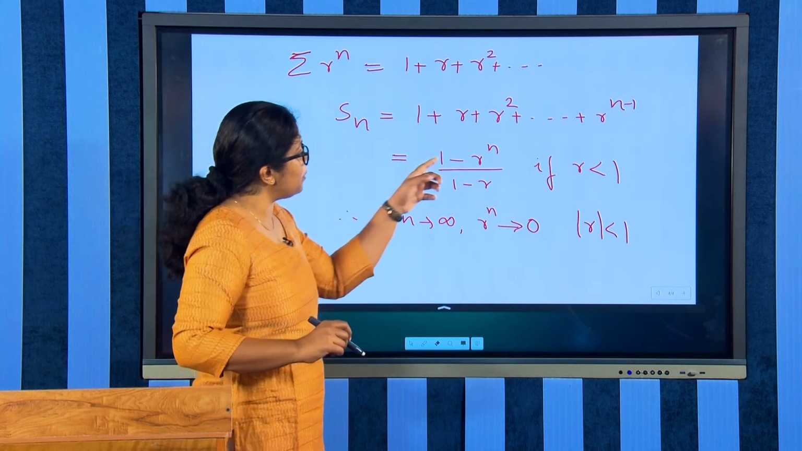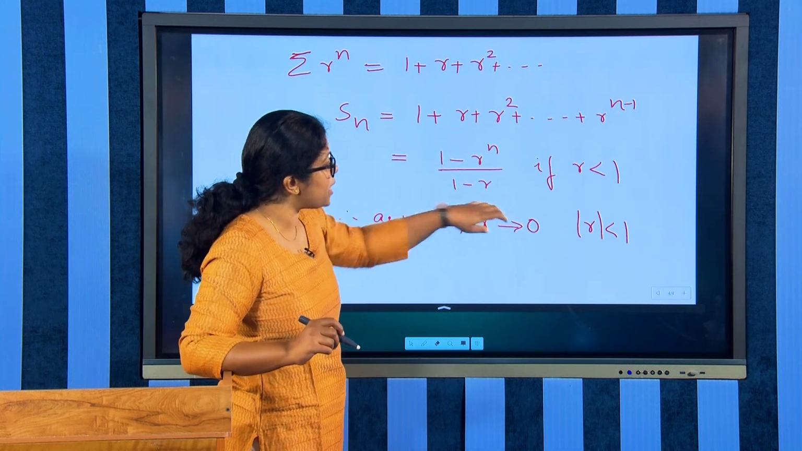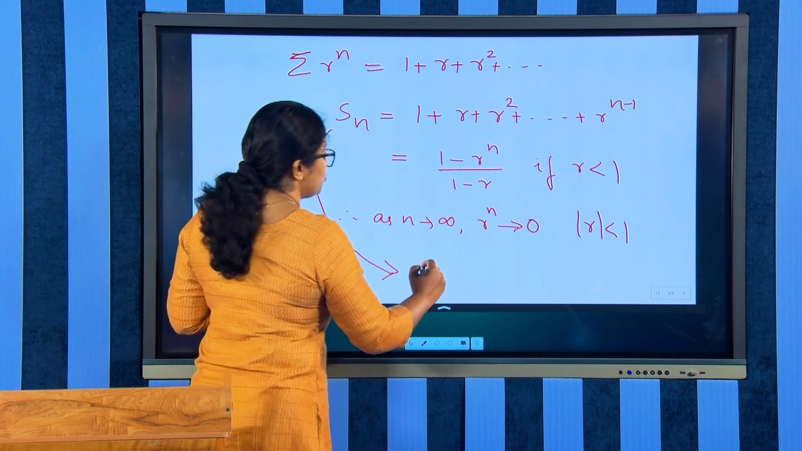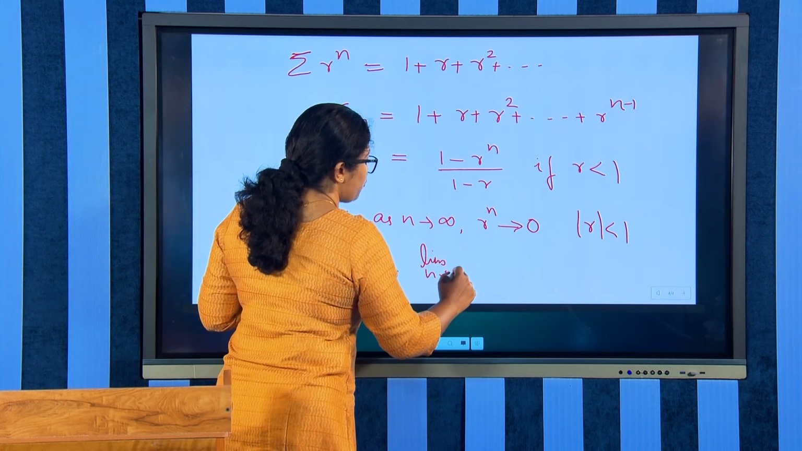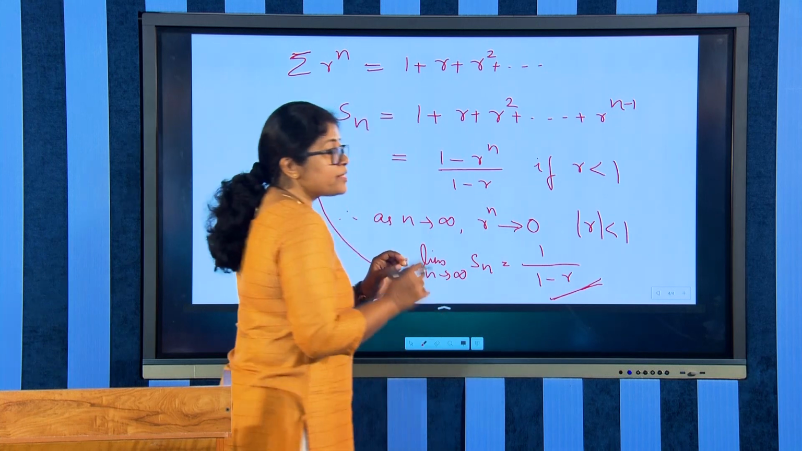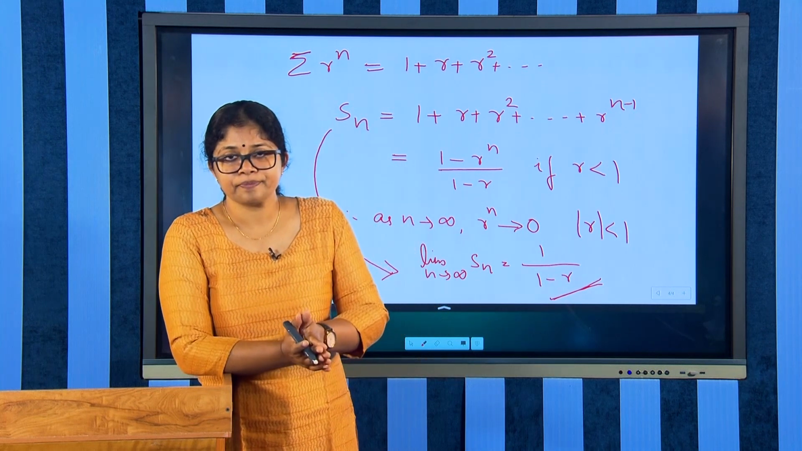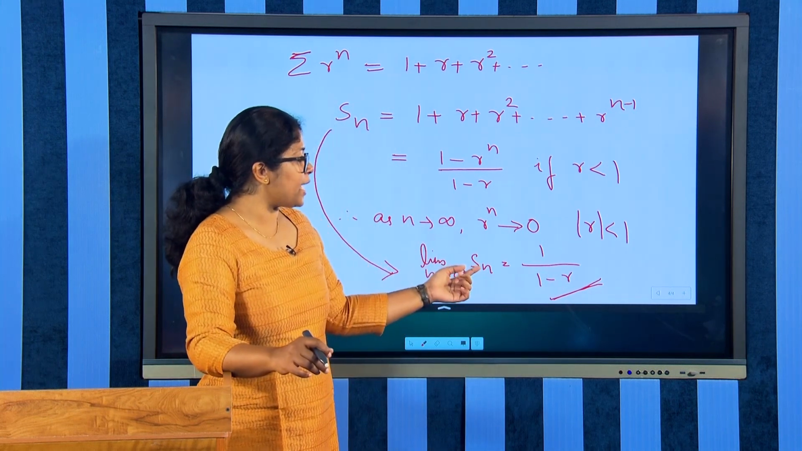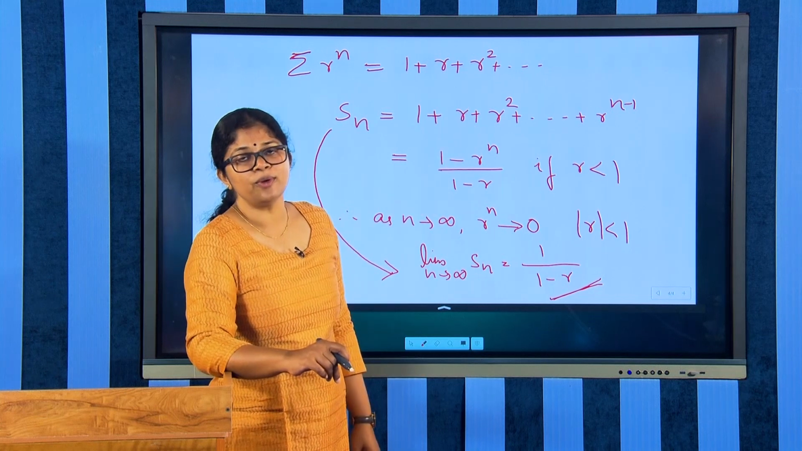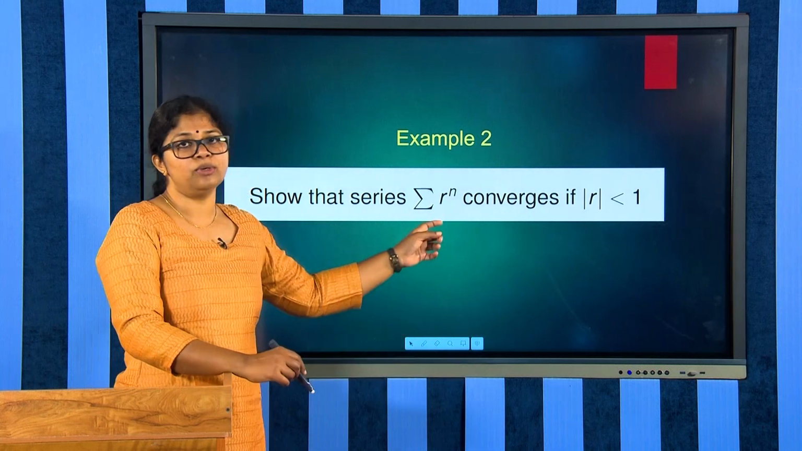So this term (1 minus r power n) by (1 minus r), where r power n goes to 0 as n tends to infinity, forces the limit as n tends to infinity of Sn to be 1 upon 1 minus r, and r is a number which is less than 1, and so 1 by 1 minus r will be a finite quantity, and hence limit n tends to infinity Sn is finite, which means the sequence Sn converges, and so the infinite series also converges, as was required in the example. This was exactly what was given to prove in the example.